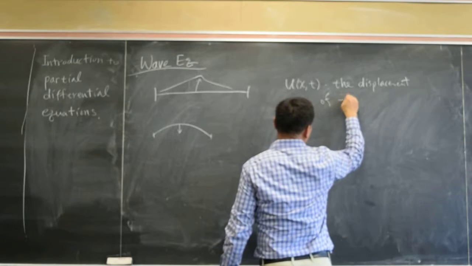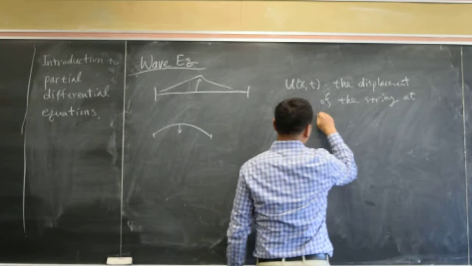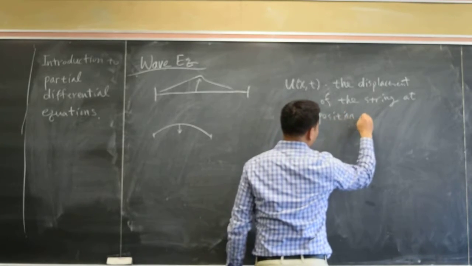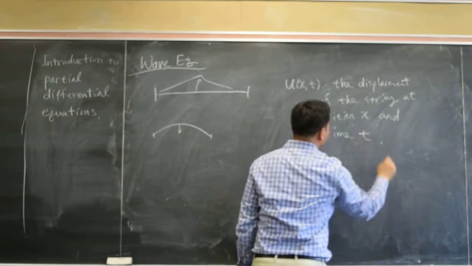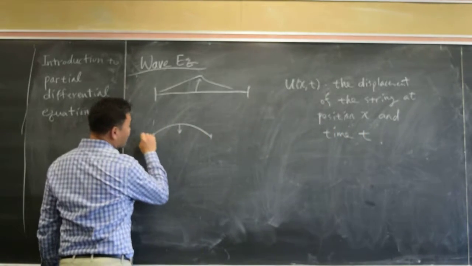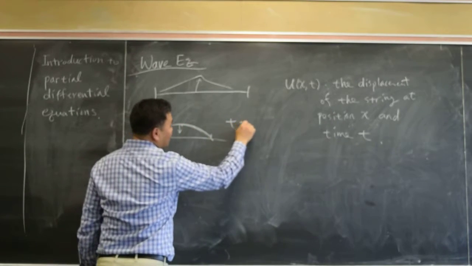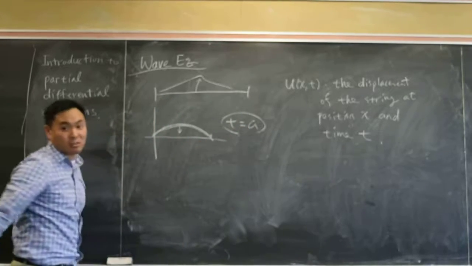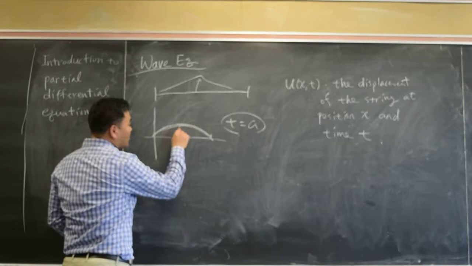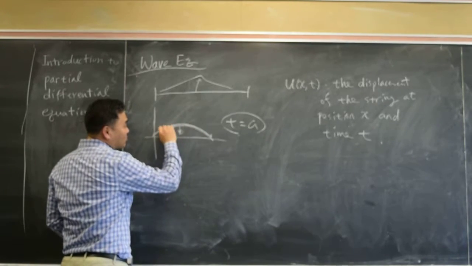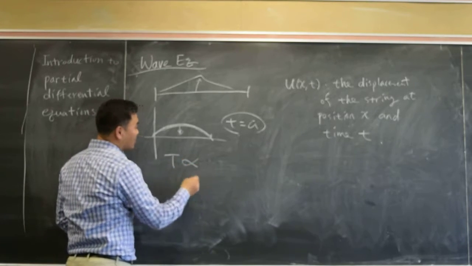of the string at position x and time t, okay, so just think about this as a graph, okay? So at a fixed time t equals a, you have such a string shape, okay? In that case, depending on how much this is bent, the tension will be proportional to what?